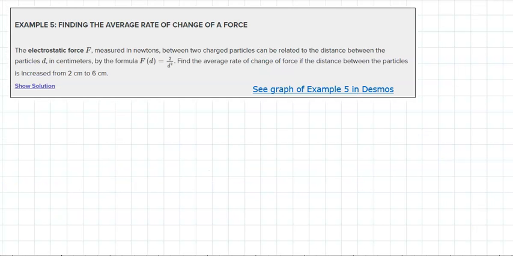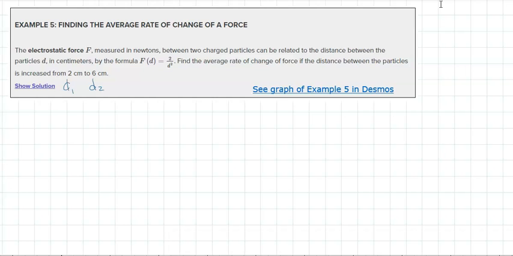Okay, so this next problem is an applied problem in physics, and it's about the electrostatic force, which is measured in newtons, between two charged particles, and can be related to the distance between the particles. So the electrostatic force, which depends on d, and that's y, the dependent variable, equals 2 over d squared. Okay, so that means that d1 is 2. This is d1, and this is d2.